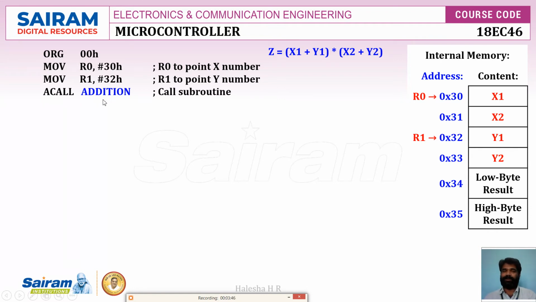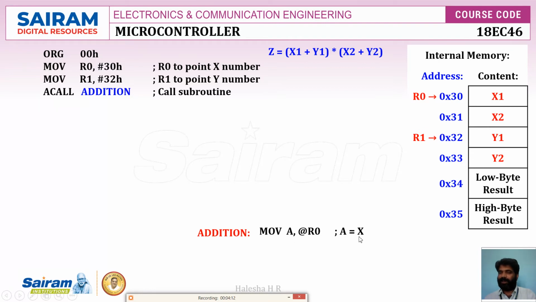Call addition subroutine. I have named the subroutine addition, so it will go to the addition subroutine. It will come here, I'm writing here. So here what are we supposed to do? We need to add the numbers x1 and y1. R0 is pointing to x1 and R1 is pointing to y1. First get the number pointed to by R0, that is x1, into the accumulator. So MOV A, @R0.